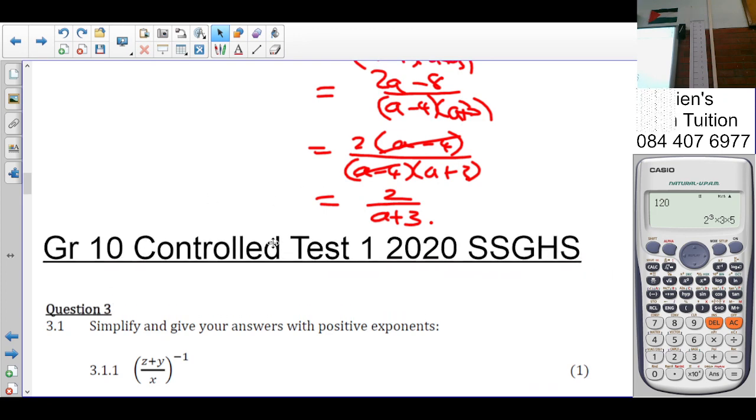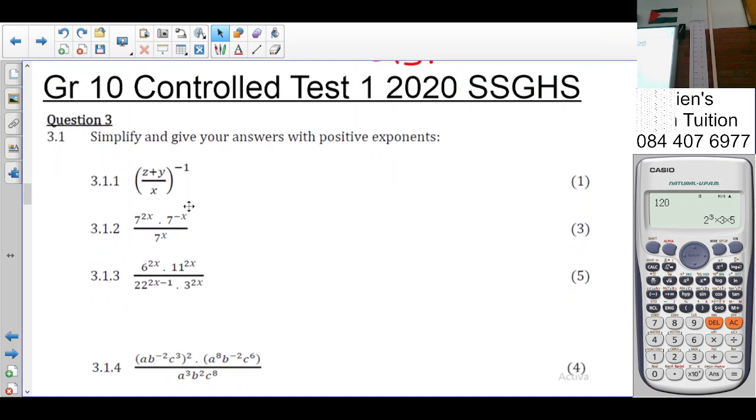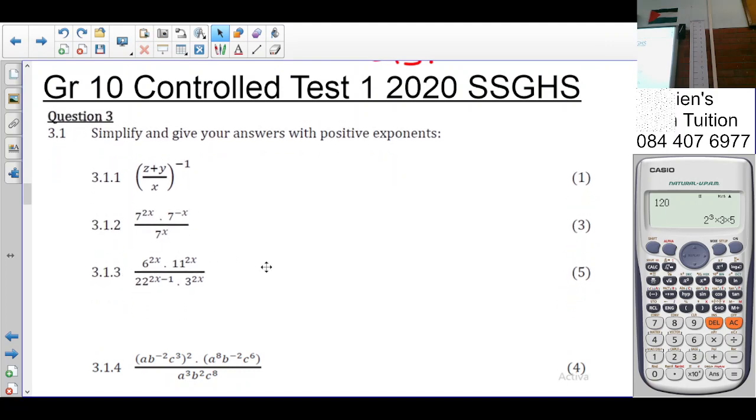Thank you. The next one is going to be, they ask you to simplify and give your answer with positive exponents. If a fraction is raised to a negative, what happens to the fraction? Swap it around. So it becomes x over z plus 1.